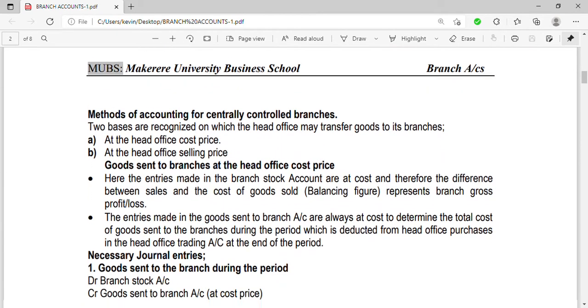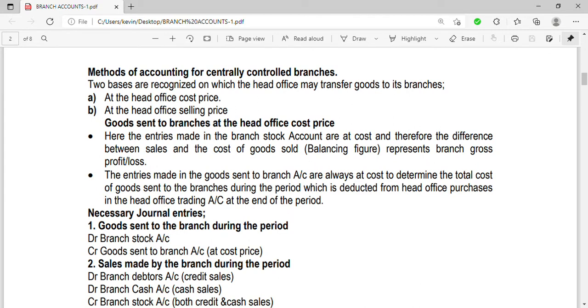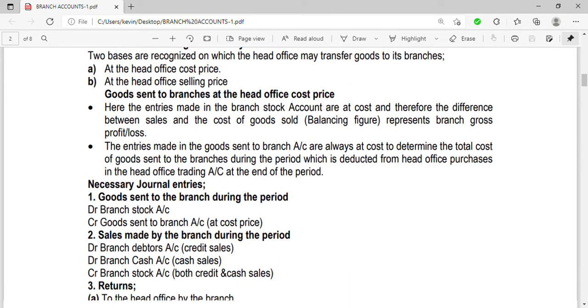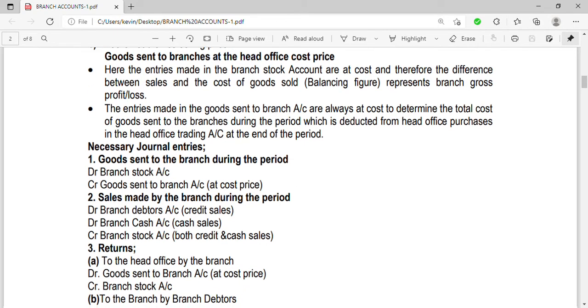Then let's look at the methods of accounting for centrally controlled branches. Two bases are recognized on which the head office may transfer goods to its branches: the head office cost price and the head office selling price. So we shall start with goods sent to the branches at the head office cost price.